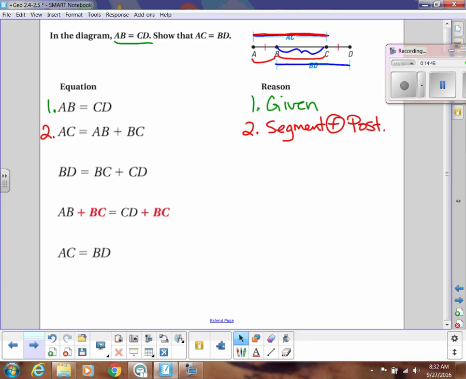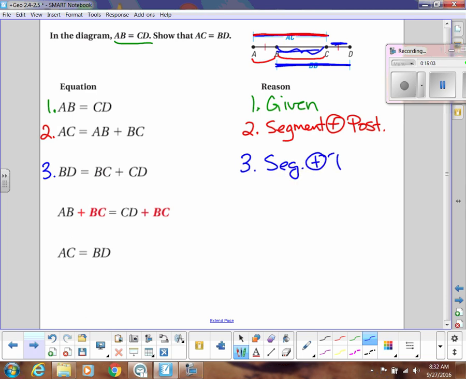Okay, and then the third line says that BD, that's this one, is made up of BC and CD. Okay, so again, that's the segment addition postulate. Okay, so 2 and 3 were both for the same reason. Some people like to combine 2 and 3 into one single, and then they can just have one reason if it's the same one, and I'm totally okay with that.